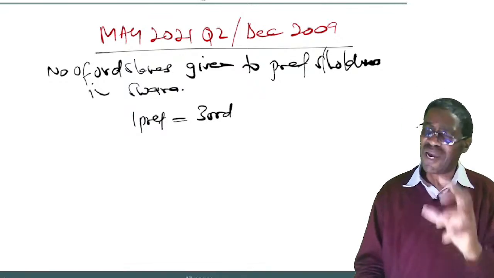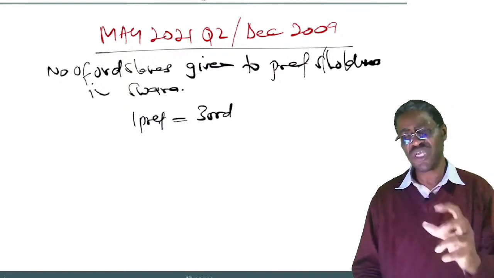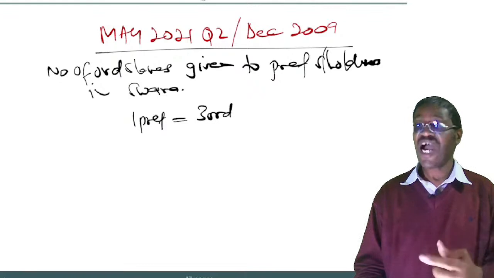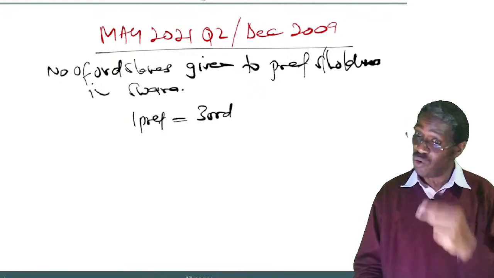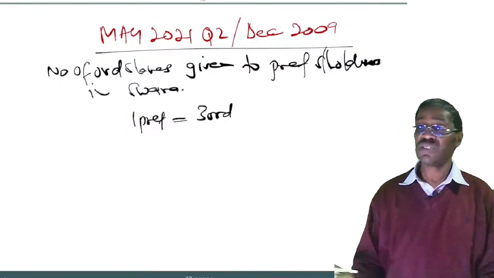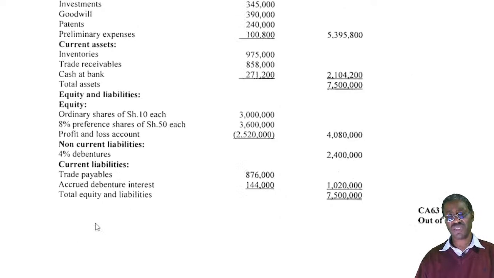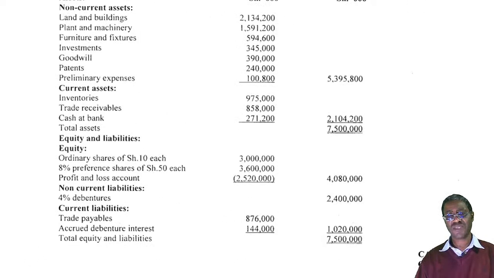So we go back to the balance sheet of Swara and ask ourselves, how many preference shares do they have? Me as Twiga, I am giving three of my ordinary for every one preference in Swara. So what is the number of preference shares in Swara? From the balance sheet of Swara, you can see they have preference shares of 50 each, and the amount is 3,600 or 3.6 million.